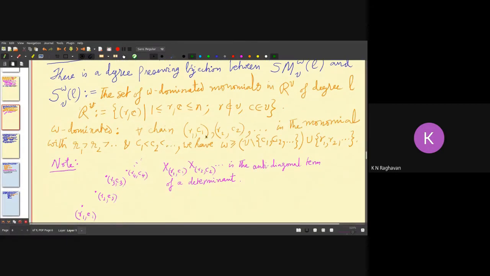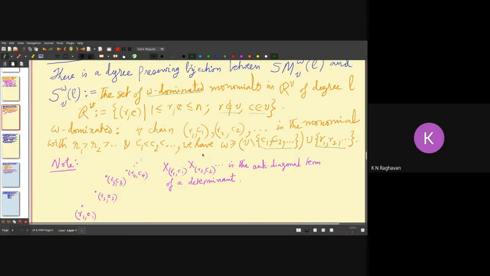So I take a monomial, and in the monomial, in the X sub RCs, if a term like this occurs, that is called a V chain, like R1, C1, R2, C2, and I move strictly to the northeast each time. Such is called a V chain, or chain. And for every such chain in the monomial, I take V and remove those elements C. Remember, the elements C all belong to V and the R's do not belong to V. So if I remove those C's from V, and add the R's, then I'll get some other element of I_{d,n}, and that must be less than or equal to W. This is what W dominated means.